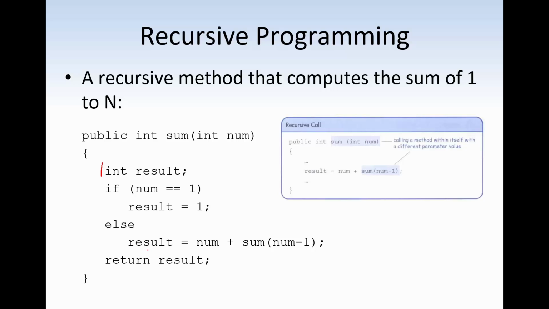So the else branch says the result of calling this method for that value of num is going to be the value of num plus the value of sum run on n minus 1. Notice that these two names here are the same. This is the recursion going on here. We're calling ourselves for a slightly smaller number.